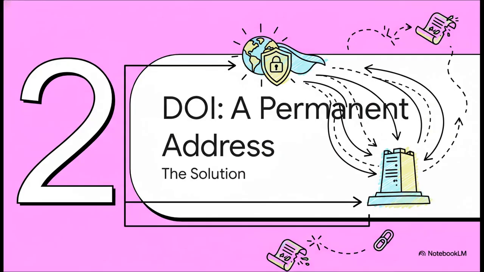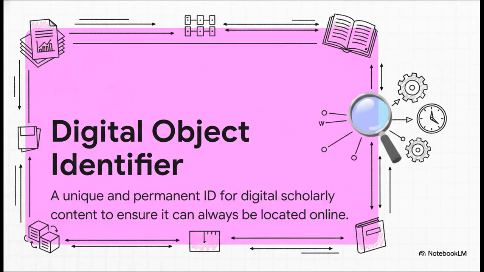So let's meet the hero of our story. The DOI, the Digital Object Identifier, was created specifically to solve this whole link rot problem by giving every single piece of scholarly work its own permanent, unchangeable address on the internet. And here's the key idea. A DOI is just a unique string of characters assigned to things like articles, datasets, reports, you name it. Its one and only job, its most important job, is to make sure that content can always be found, not just today, but tomorrow and even decades from now.